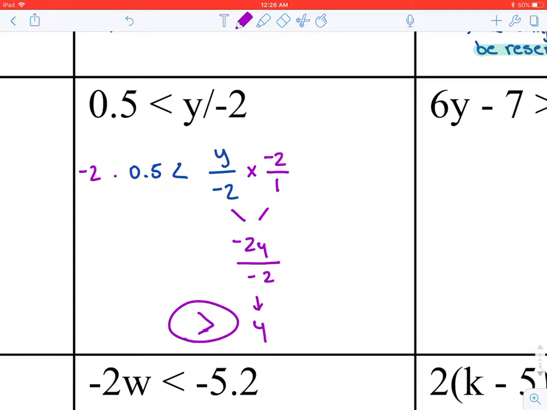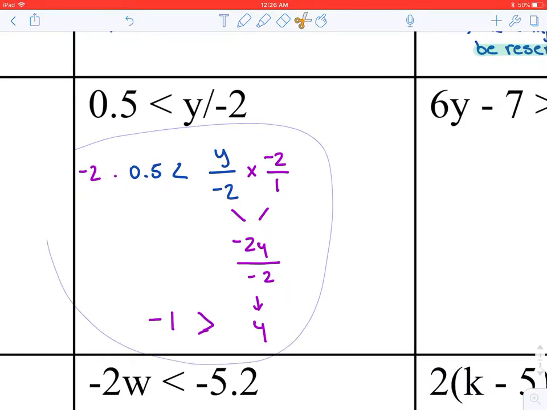And then on the left side, negative 2 times 0.5, or negative 2 times a half, is going to give me a negative 1. And so my answer becomes that y is all values that are less than negative 1.